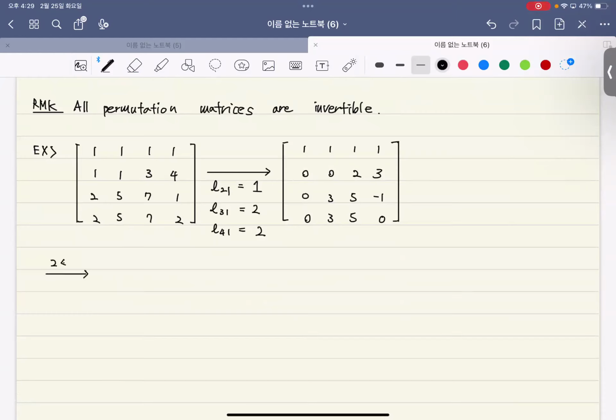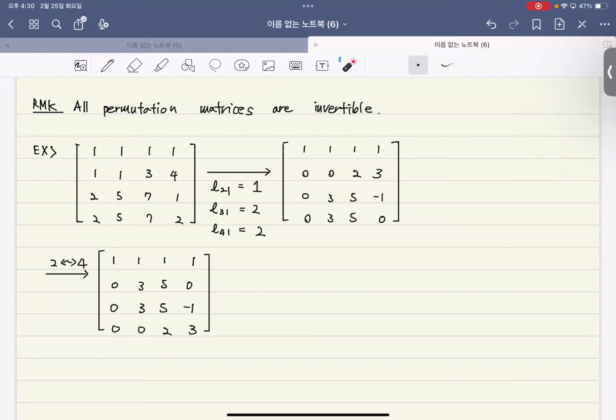Exchange row number 2 and row number 4. Then I have 1, 1, 1, 1, 0, 3, 5, 0, 0, 3, 5, -1, 0, 0, 2, 3. All right. But you will need to point out that row number 2 and number 4 have been changed. They haven't been exchanged. Therefore, these indices, do you remember these?